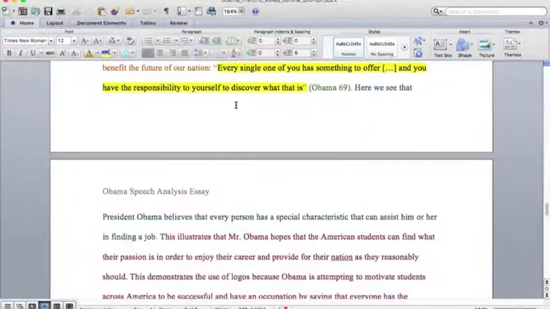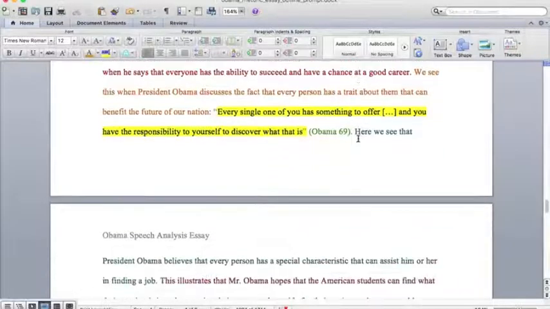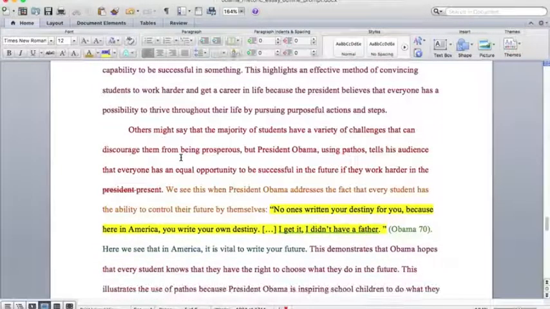As you can see, it starts off by giving the counterclaim. Some kids say they shouldn't attempt to have a good education and be successful because they're too lazy and unable to do anything. That's the counterclaim. But President Obama, what appeal is he using? Logos, when he says that everyone has the ability to succeed and have a chance at a good career. And then like my red for pathos is, others might say that a majority of students have a variety of challenges that can discourage them from being prosperous, but President Obama, using pathos, tells his audience that everyone has an equal opportunity to be successful in the future if they work harder in the present.